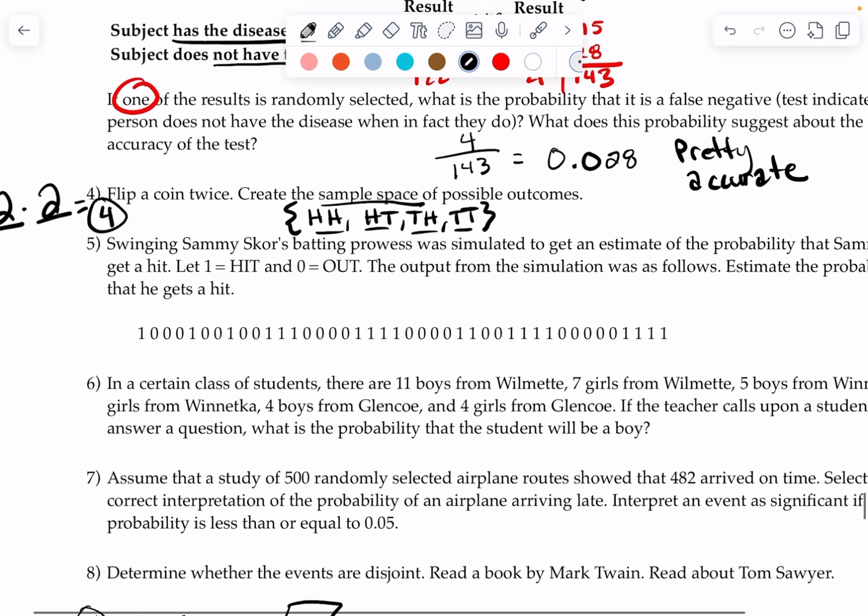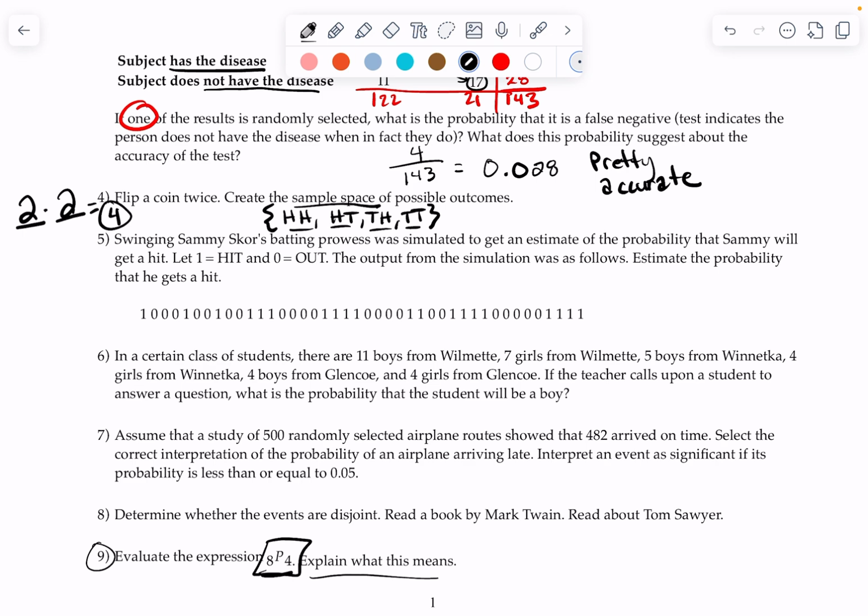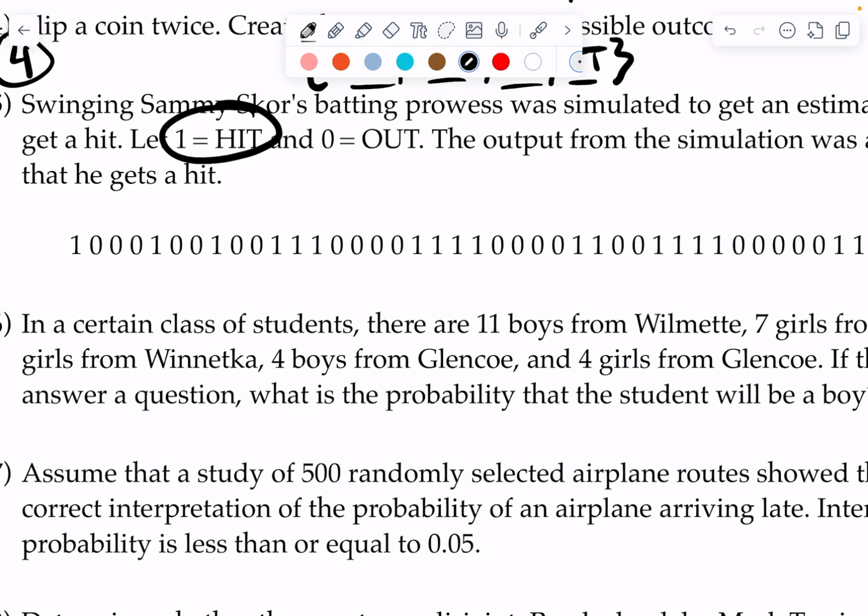Swinging, Sammy's batting prowess was simulated to get an estimate of the probability that Sammy will get a hit. 1 is a hit, 0 is an out. The output from the simulation was as follows. Estimate the probability of getting a hit, and a hit is 1.